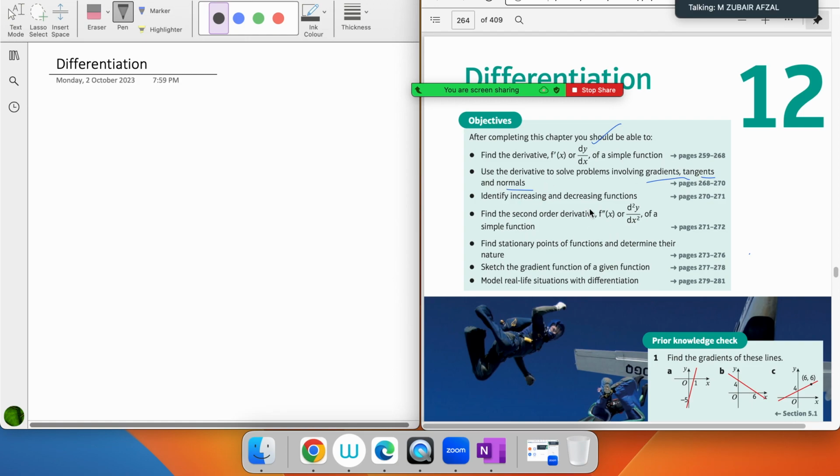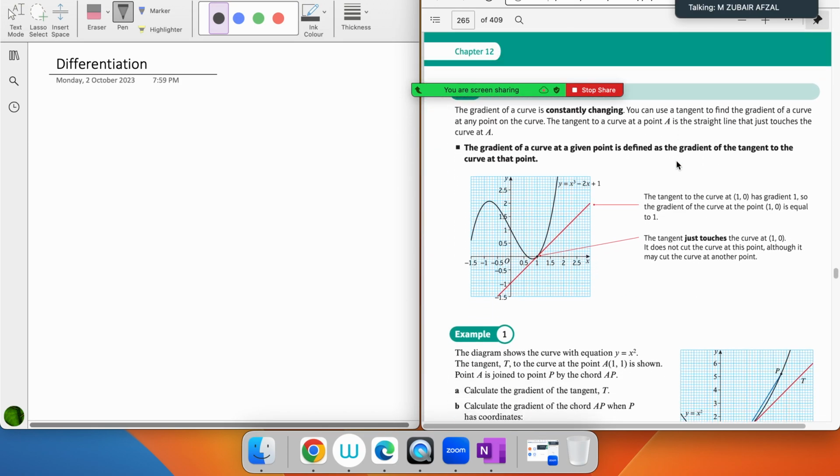Second order or second derivative of a simple function, which would give you the nature of the function. Find stationary points, that means the turning points of functions, and determine their nature. So you will be finding the turning points and telling whether they are maximum or minimum. Sketch the gradient function of a given function and model real life solutions, and we'll see what cases we face.